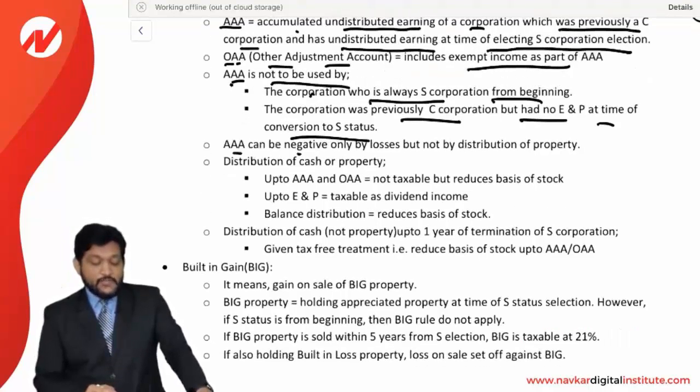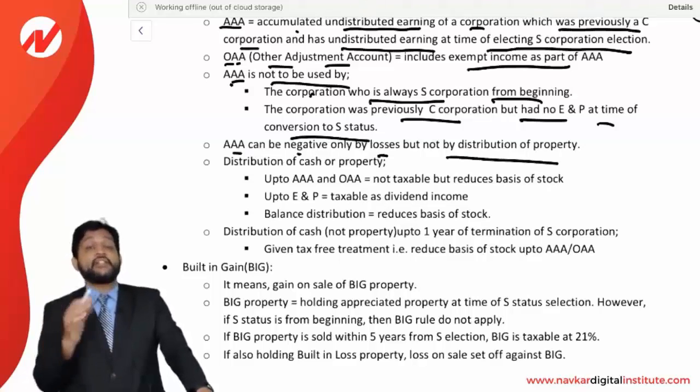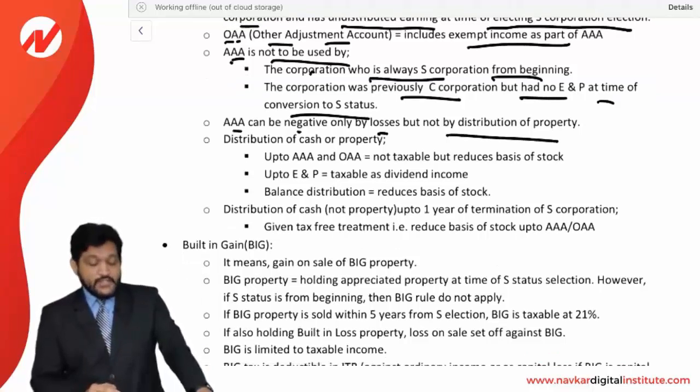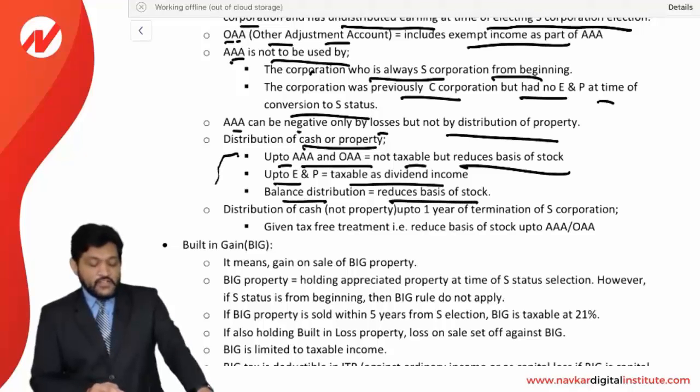AAA can be negative only by losses but not by distribution of the property. It means, what they want to say, you can distribute only up to the AAA balance. You cannot distribute beyond the AAA balance. If there are losses, then it can move to a negative balance of AAA. Distribution of cash or property up to AAA and OAA is not taxable but reduces the basis of the stock, as we saw right now. Up to ENP is taxable as a dividend income, and balance distribution reduces the basis of the stock. So it means first and third have the same treatment, reduction of basis of the stock, and second has the treatment of dividend. So you need to consider that for the purpose of taxability.